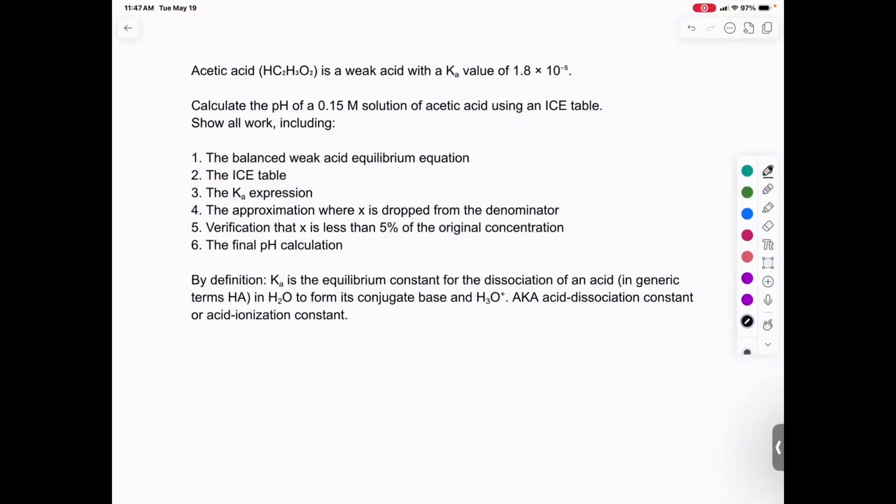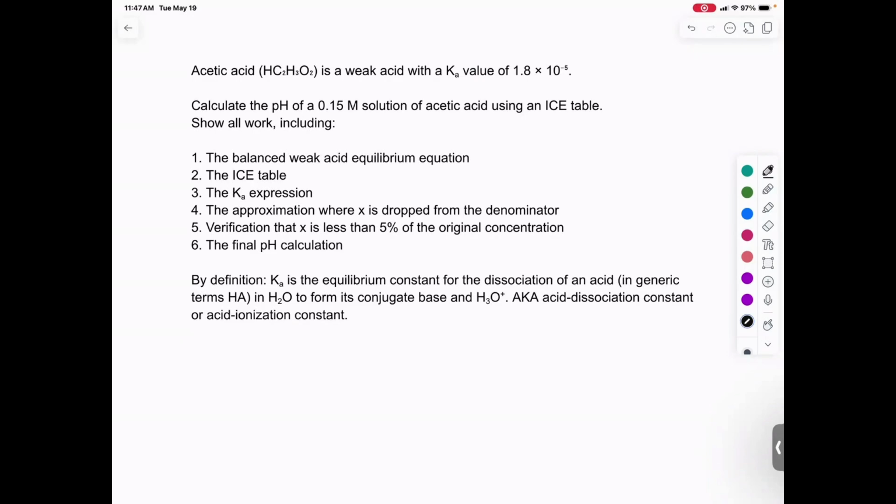We also see it referred to as RICE, and that just means simply listing out the reaction. It's also a way to stay organized when you're working these problems. And the way you can detect you're going to be using ICE or RICE is that you're given a weak acid. They'll tell you it's a weak acid, or they'll give you the Ka constant or the Kb constant.